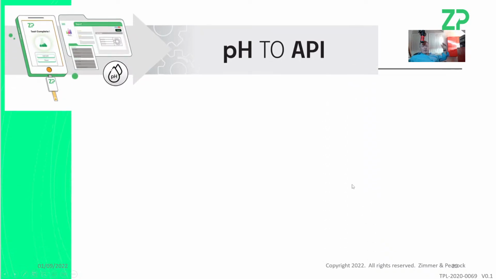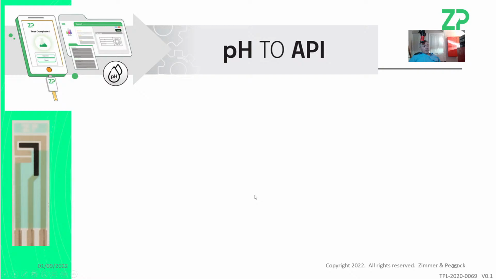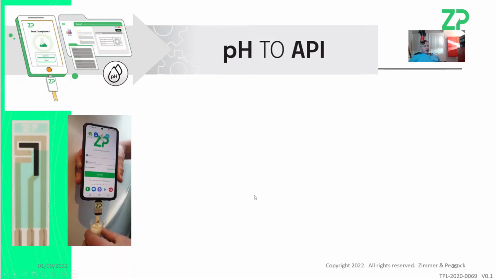Now at ZP we have a whole technology stack that we call the pH to API. What pH to API means is really what we were talking about in SenseltAll earlier on, which is to get the raw data to the cloud. From the cloud, people can then call upon that raw data using what's called an application programming interface. So we have the ZP pH sensor.